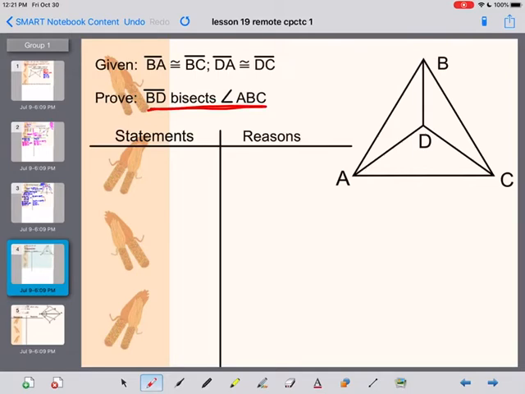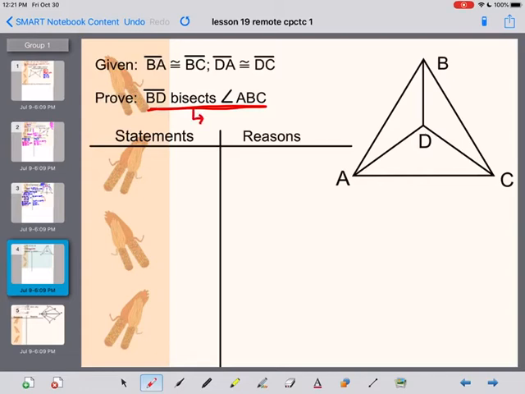Keep that in mind. That's a different proof line than we've seen before. So think about what our last step might have to look like. So notice I'm not asked to prove pieces. I'm asked to prove that I have a bisector. That's different than I've ever seen before. But it helps if I know what a bisector is.